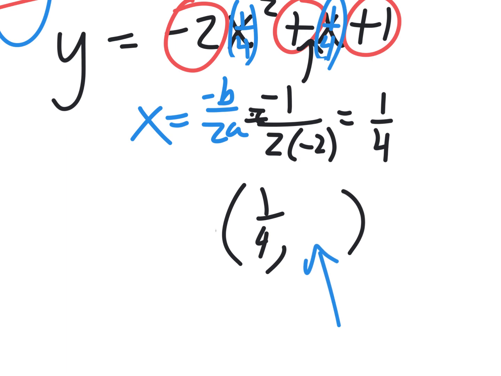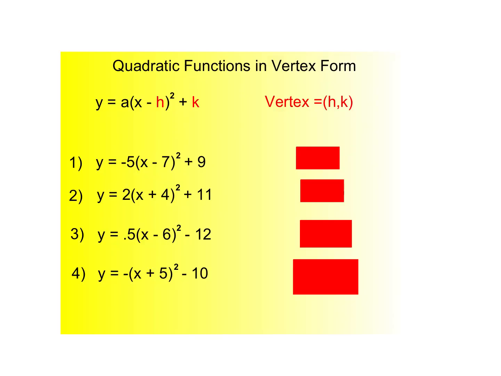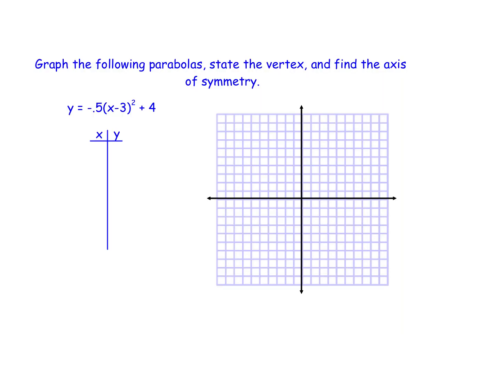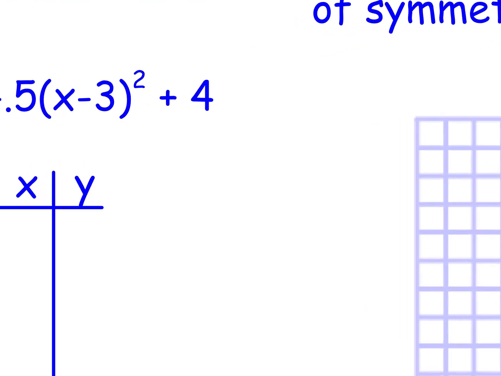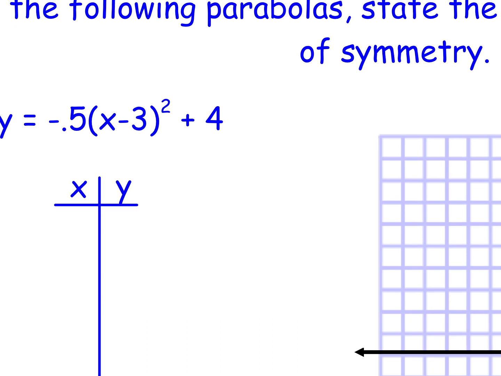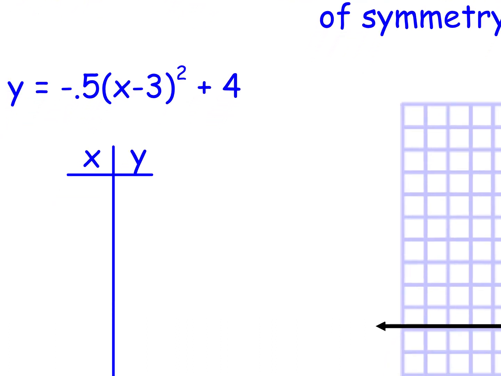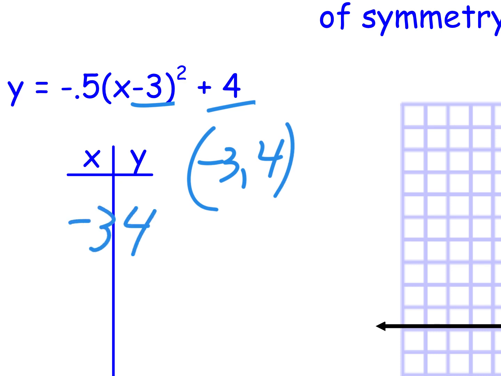Okay, and then one last one like we started the hour with. I want to actually do one from the notes here. If you had to graph this, it would look really scary. But do you get, we're on page 4 of the notes, do you get the vertex is just negative 3 comma 4? It's not that bad. So negative 3 comma 4 is the vertex.